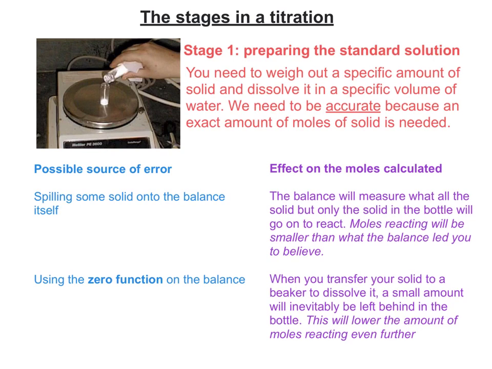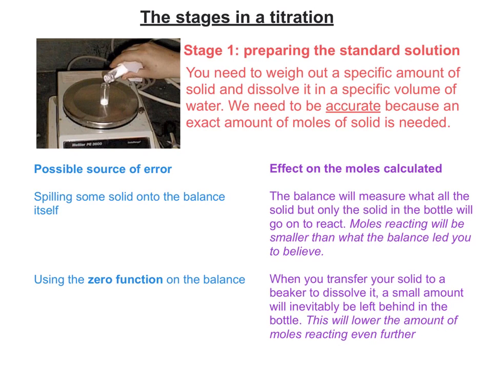So the moles that are actually reacting will now go down, but you won't realise that, because you'll be taking the moles calculated from the mass that was measured on the balance. The balance can't tell between solid that's in the bottle and solid that's sitting on the metal tray. If you use the zero function on the balance, when you transfer your solid into a beaker to dissolve it, a small amount will be left behind in the bottle. No matter how hard you try, there'll be a few crystals left in there. That will lower the amount of moles reacting even further.